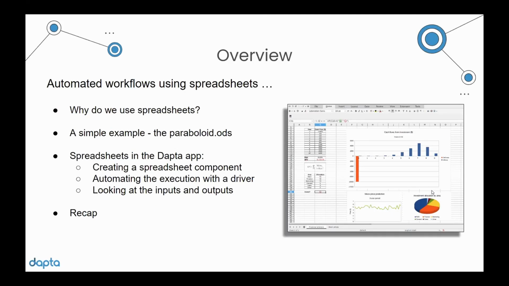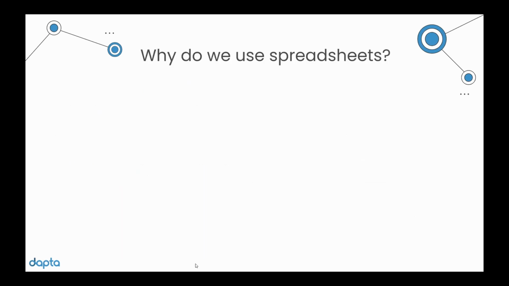So today the topic is working with spreadsheets. The first question we might want to ask is, why do we actually use spreadsheets? And then once we've covered that, I'll introduce a quick example. That's the paraboloid spreadsheet. And we'll use that within the Dapta web app to create a component, automate the execution of that component, and then look at the inputs and outputs. So stay tuned. So why do we use spreadsheets?